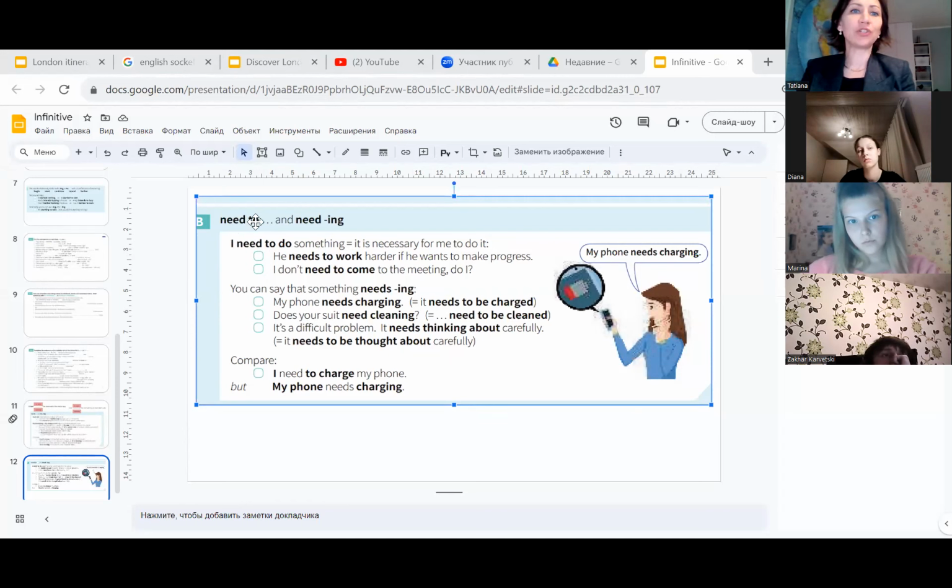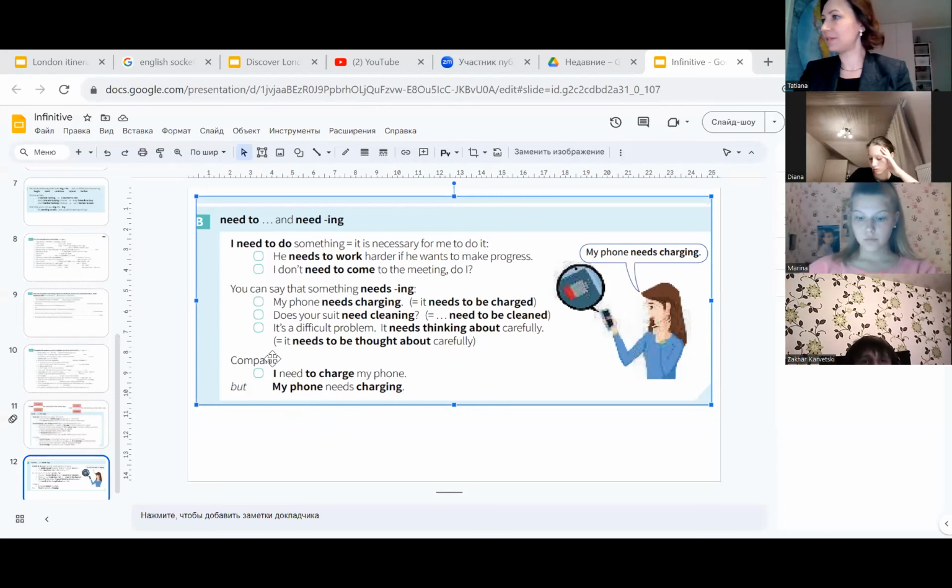So when you say need to, you need to do it, you do it. When you have need doing, there's an object that needs you to do it. The phone needs charging, you will charge the phone. The suit needs cleaning, somebody will clean the suit. The problem needs thinking about, we will think about the problem. I need to charge my phone, my phone needs charging. That's the whole difference. Does that make sense? Is that clear?